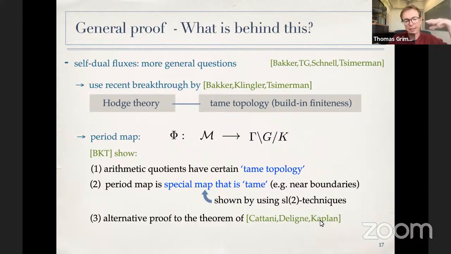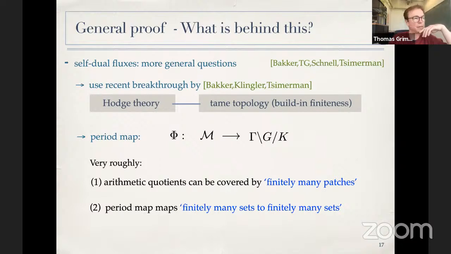Now, I understand that this is a very rough list of things. Let me give you an even rougher statement, which is maybe closer to what I was starting with. They have shown that these arithmetic quotients, these quotients of groups, can be covered by finitely many patches, and there is some sort of nice finiteness structure in these quotients. And they have shown that the periods are in fact special maps which map finite things to finite things.